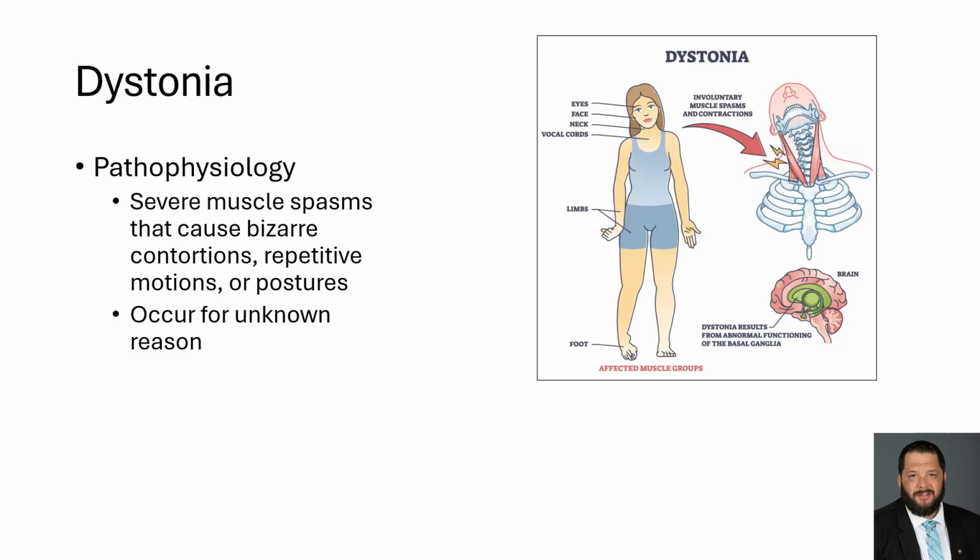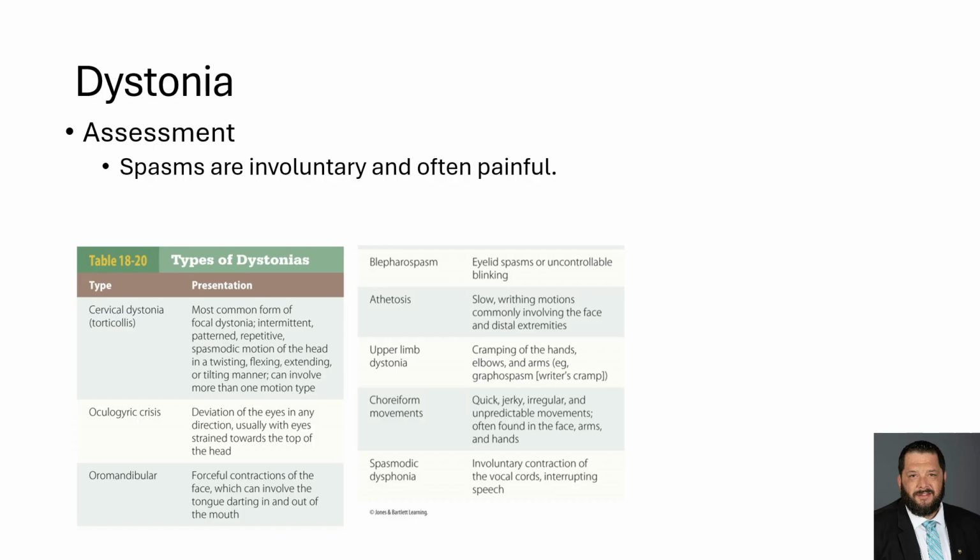Dystonia is severe muscle spasms that can cause severe and bizarre contortions or repetitive motions and postures. The reason for this is relatively unknown, but it can be extremely painful and panic-inducing in the patient. Cervical dystonia is the most common form of focal dystonia, and it's characterized by intermittent and repetitive spasmodic motion of the head in a twisting or extending and flexion pattern. You also have oculogyric crisis and several others that you can see here in the chart on your screen.